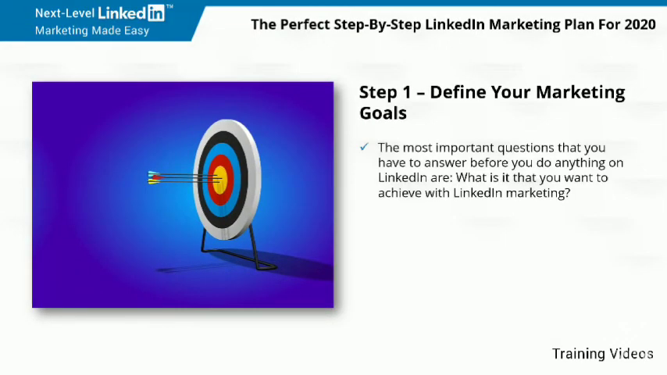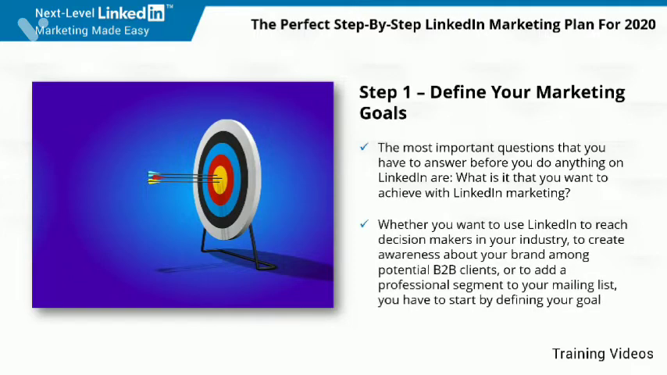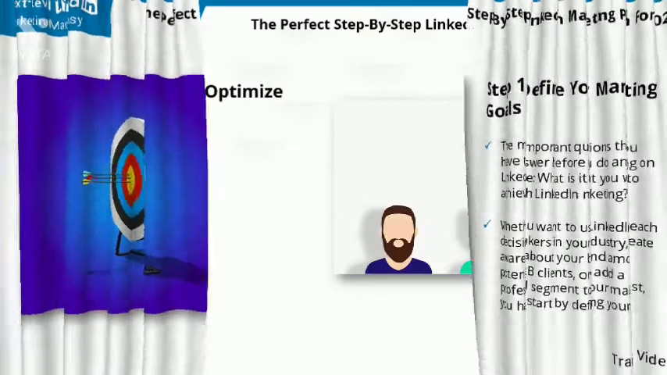The most important questions that you have to answer before you do anything on LinkedIn are: what is it that you want to achieve with LinkedIn marketing? What are your marketing goals? Whether you want to use LinkedIn to reach decision makers in your industry, to create awareness about your brand among potential B2B clients, or to add a professional segment to your mailing list, you have to start by defining your goal. By having your marketing goal clear from the start, it will be easier for you to know exactly how to market yourself and your business on LinkedIn, and what type of content you can share with your audience there.